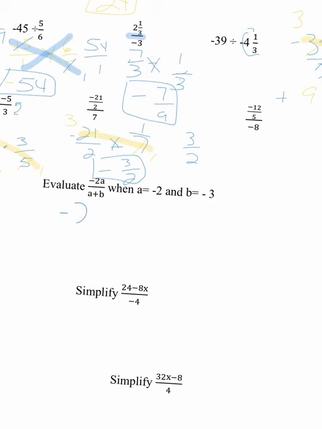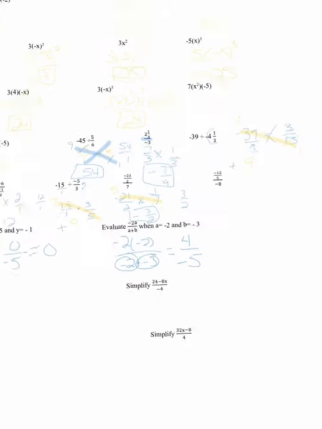Okay, so then we have negative 2 times a, which is negative 2, over a, which is negative 2, plus b, which is negative 3. So 2 negatives, so it becomes a positive. 2 times 2 is 4. Then we do the bottom, negative 2 plus negative 3, same signs we combine, so it becomes 5, and we keep the sign. So this answer would be negative 4/5.